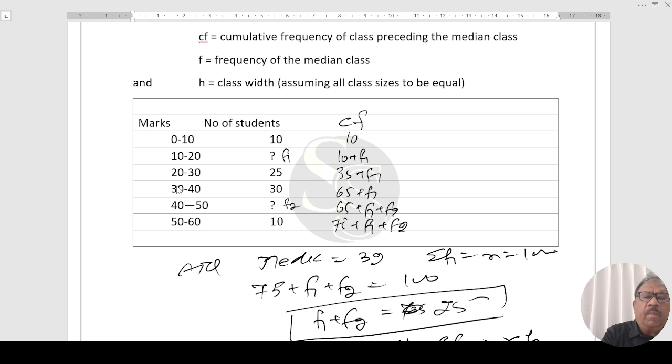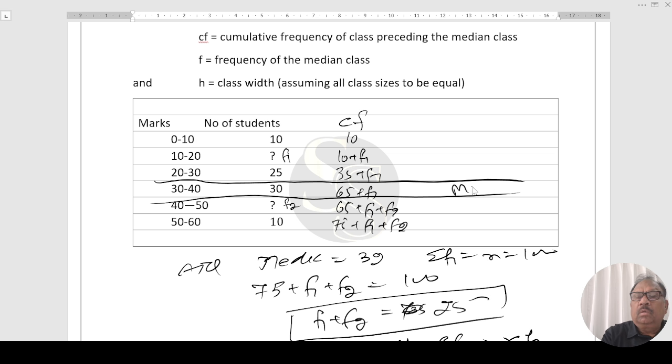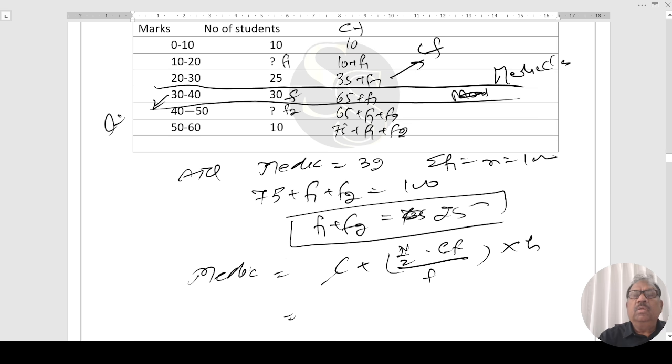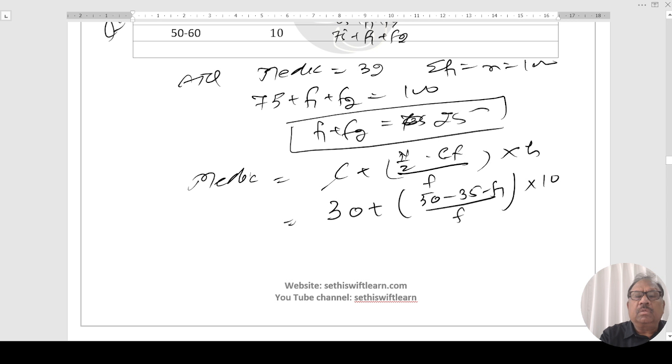Now, 32 is in this class. This is the median class. So this is the lower limit, this is the cumulative frequency of the preceding class, and this is f. On simplification, lower limit is 30 plus 50 minus 35 minus f1 upon f, into length of class interval, which is 10. Right? On simplification, this comes out to be 32.